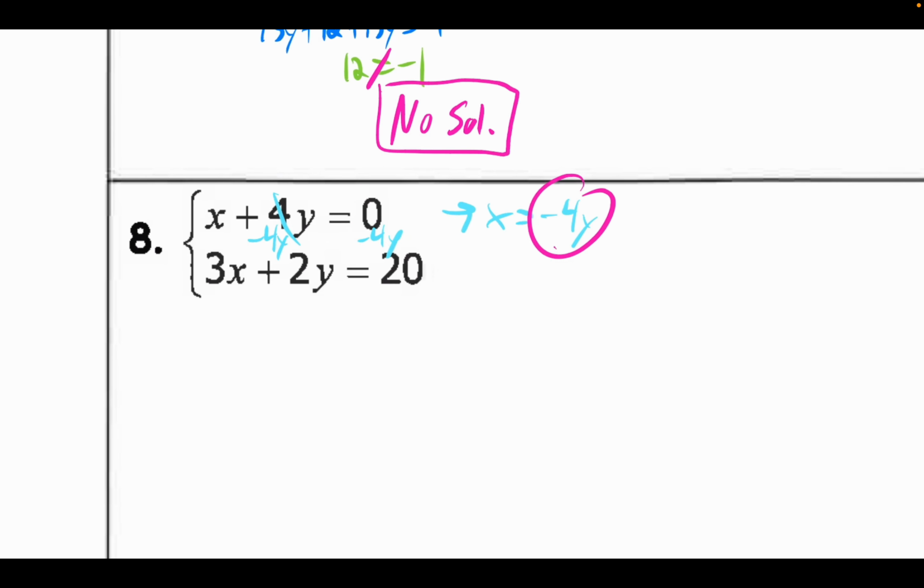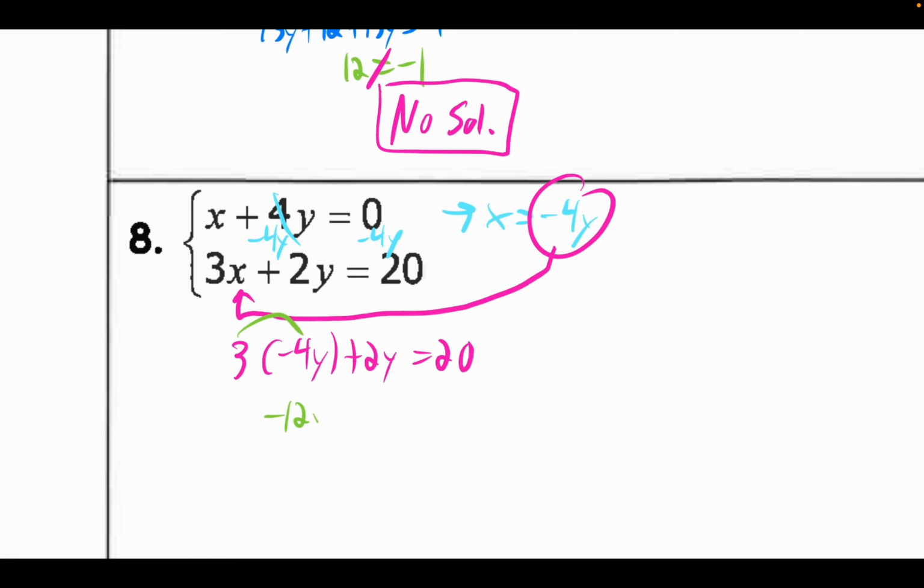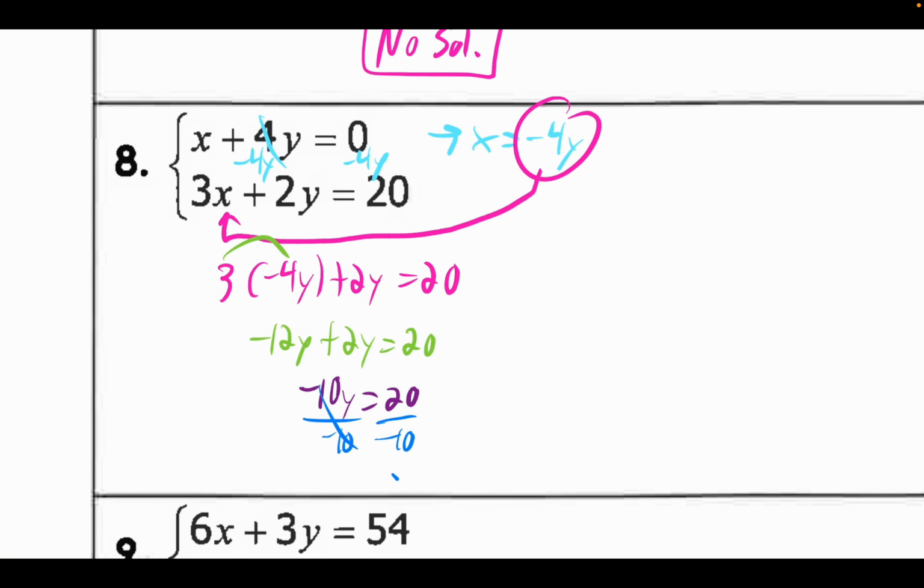Now I take this negative 4y and I plug it into the x in the other equation. And I get 3 times negative 4y plus 2y equals 20. So as I multiply 3 with negative 4y, I get negative 12y plus 2y equals 20. I combine like terms and I get negative 10y equals 20. And I divide by negative 10. And I get y to equal negative 2.